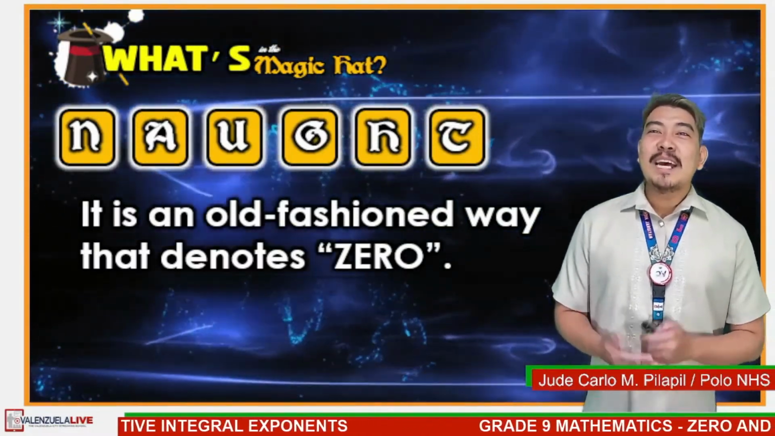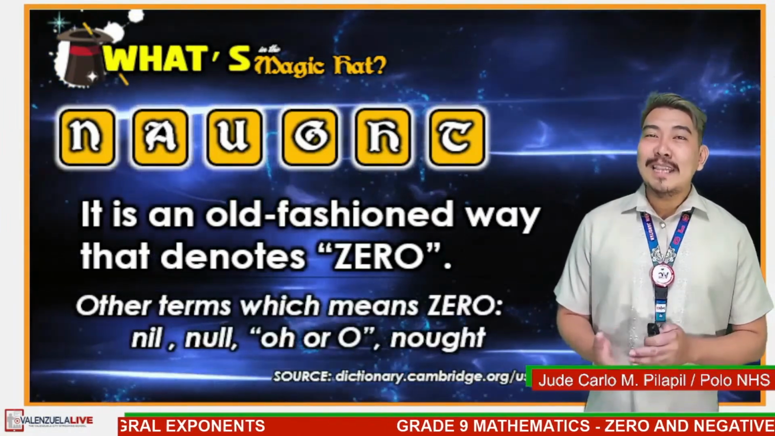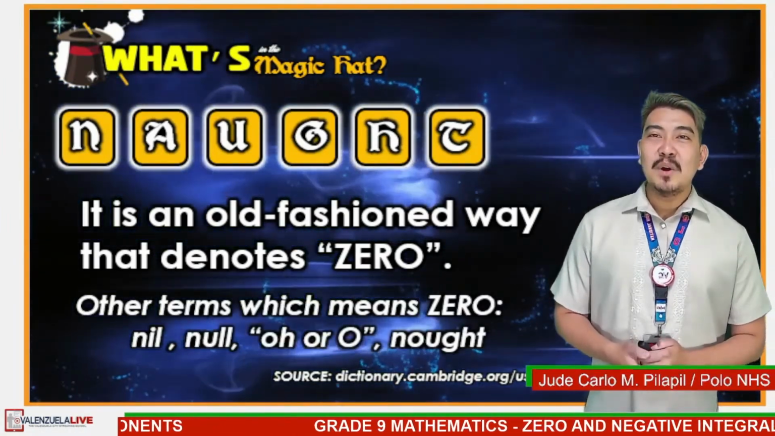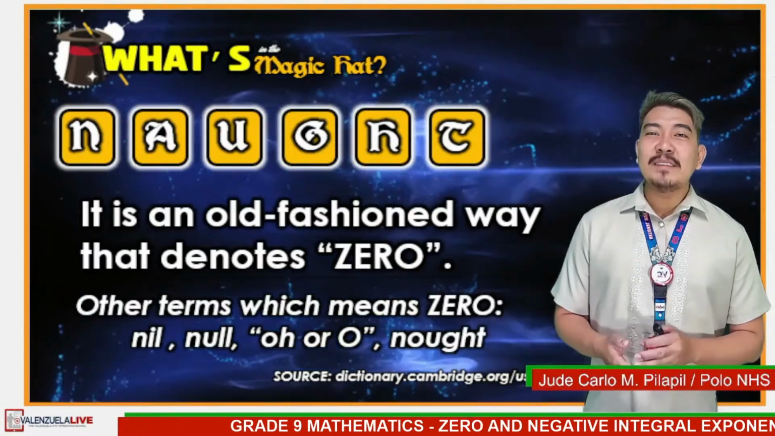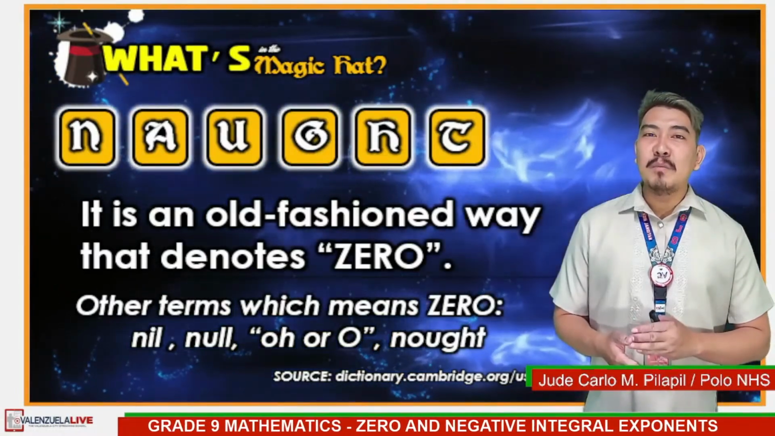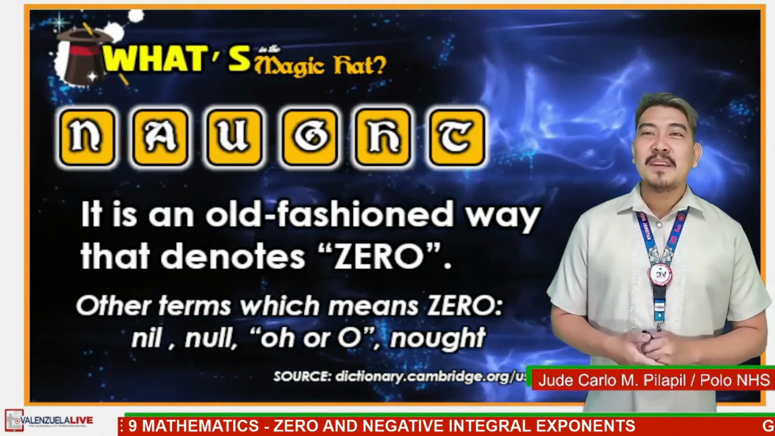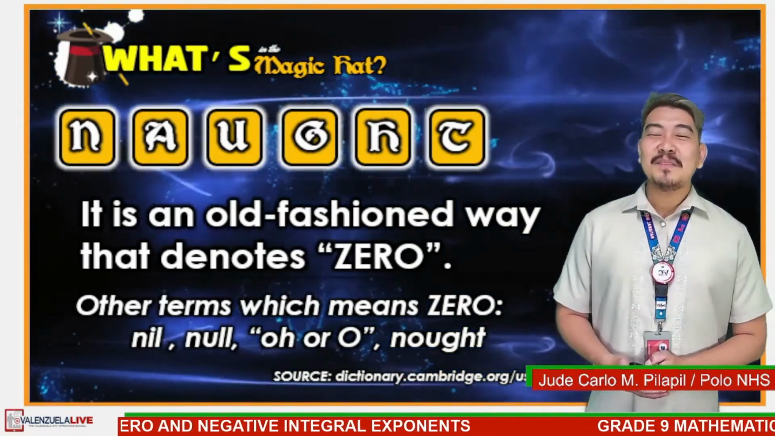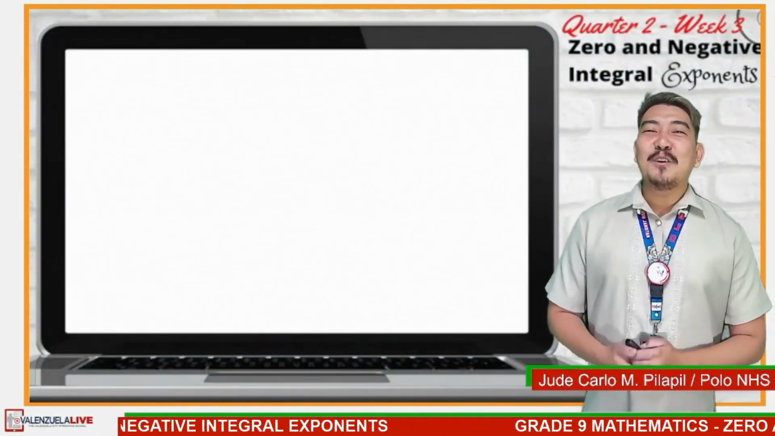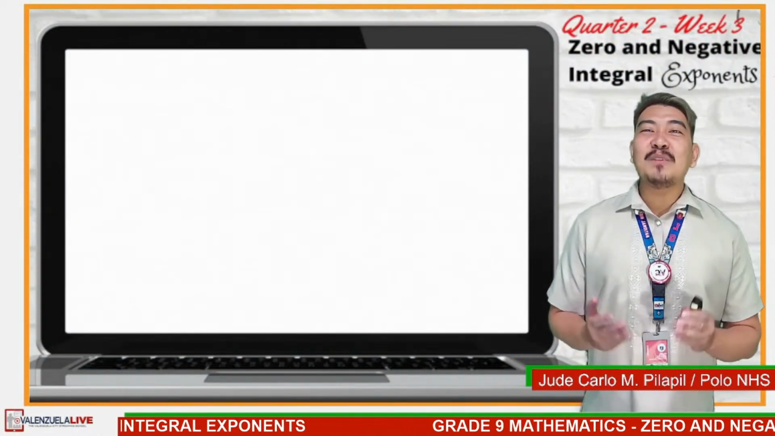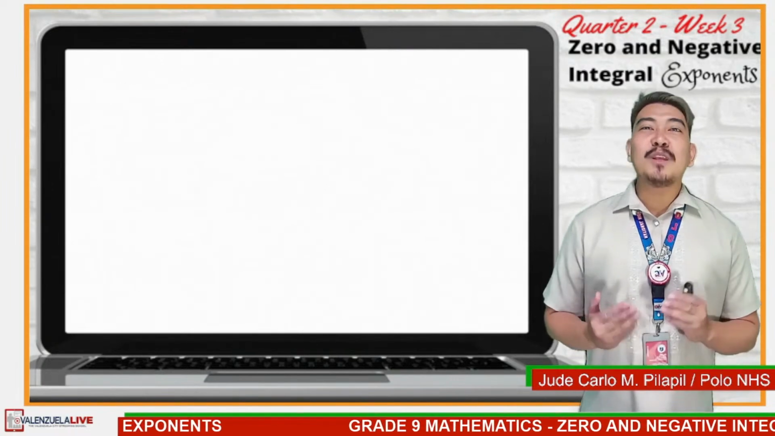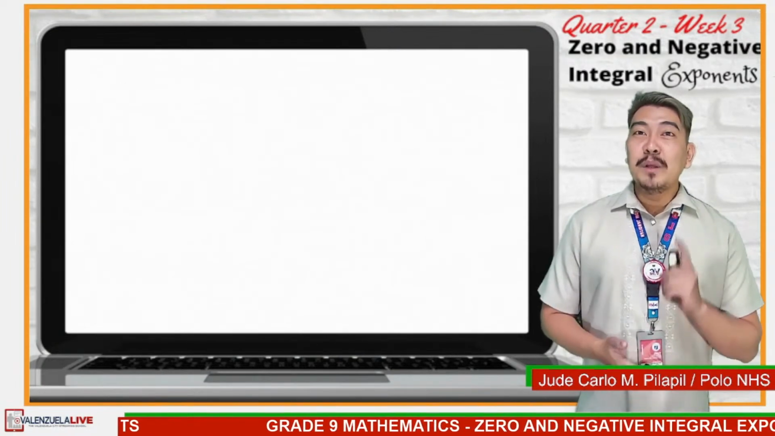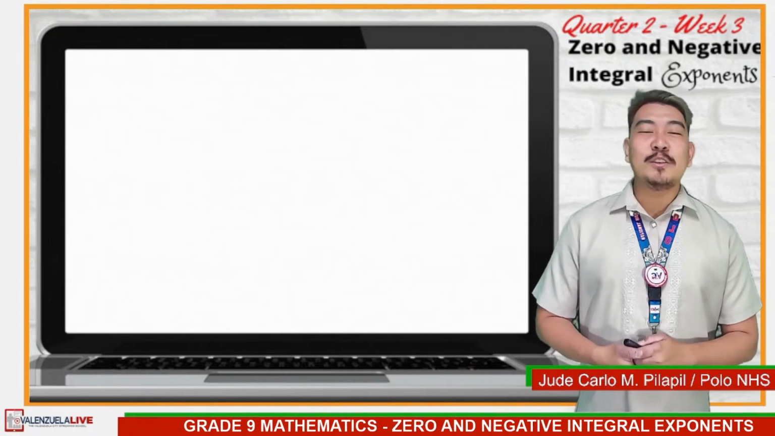Other terms that mean zero are nil, null, O. An example for this is saying the number of the room, 304, and changing A to O in our mystery word. You did great. The concepts that we had in the activity about the rules or laws of exponents will be applied to our topic for today.